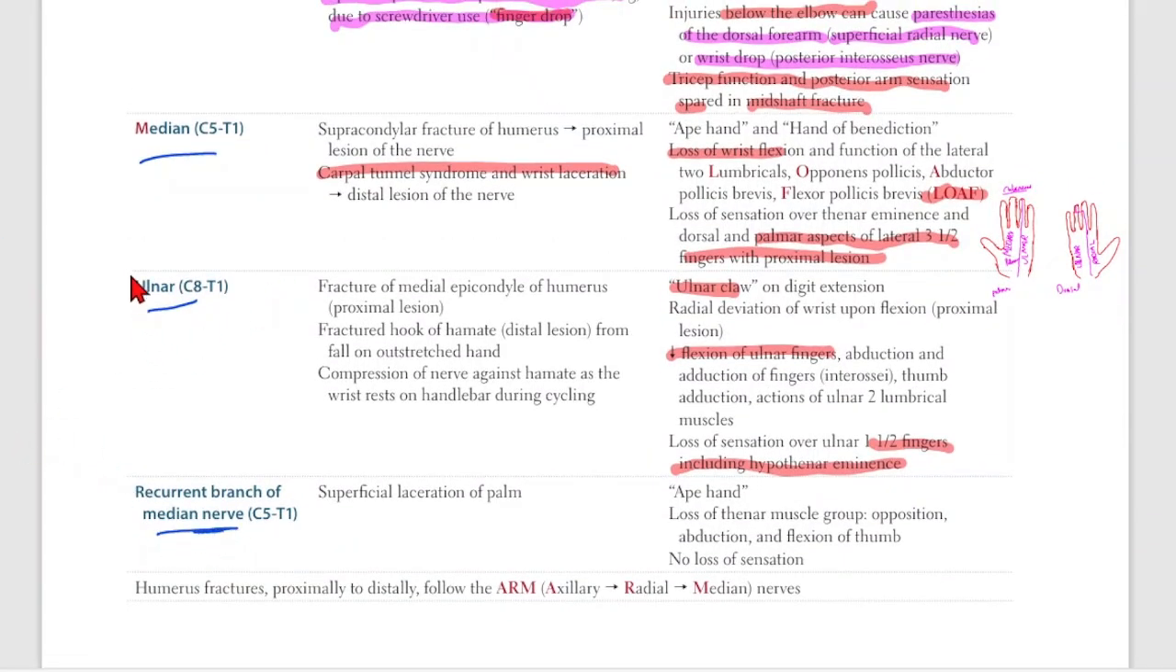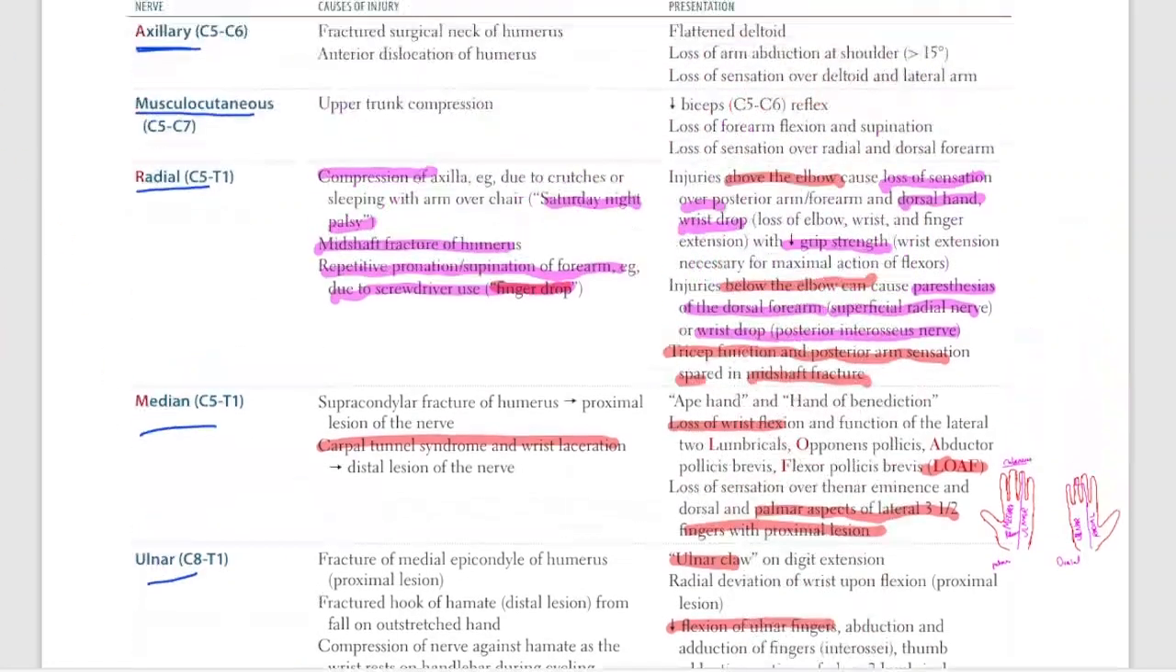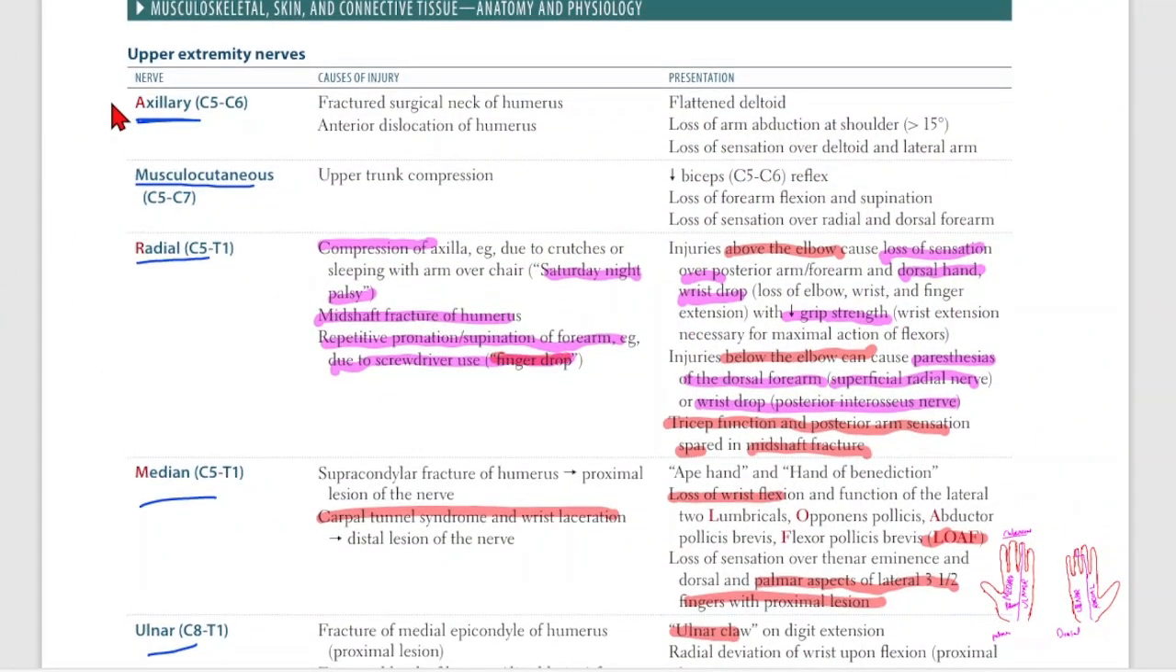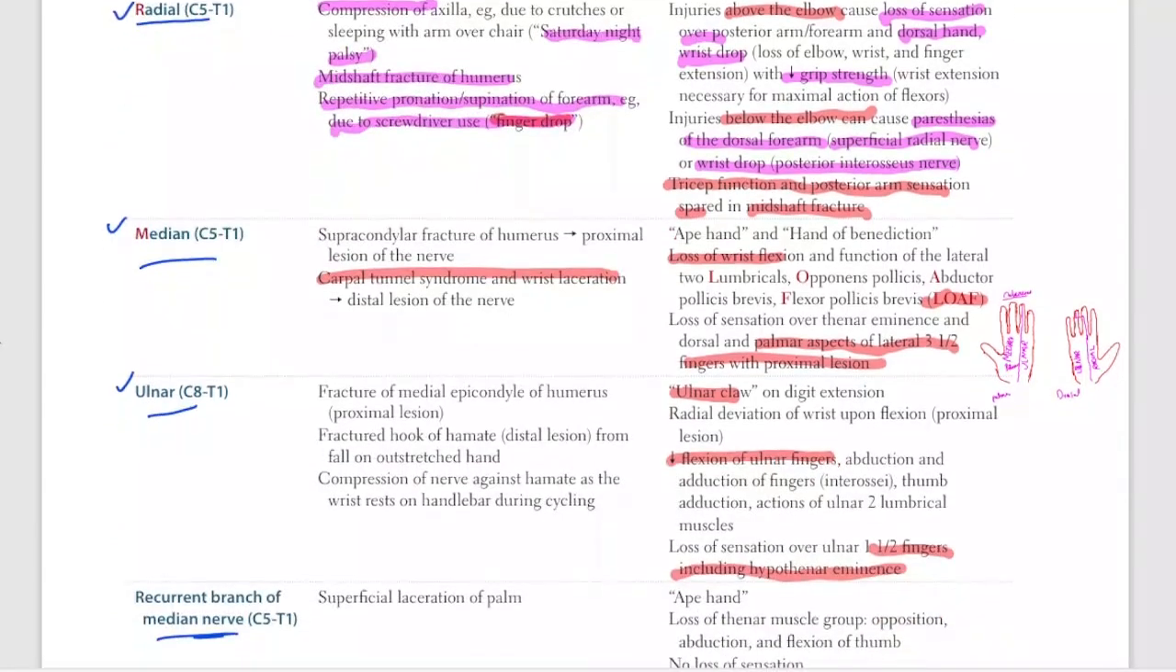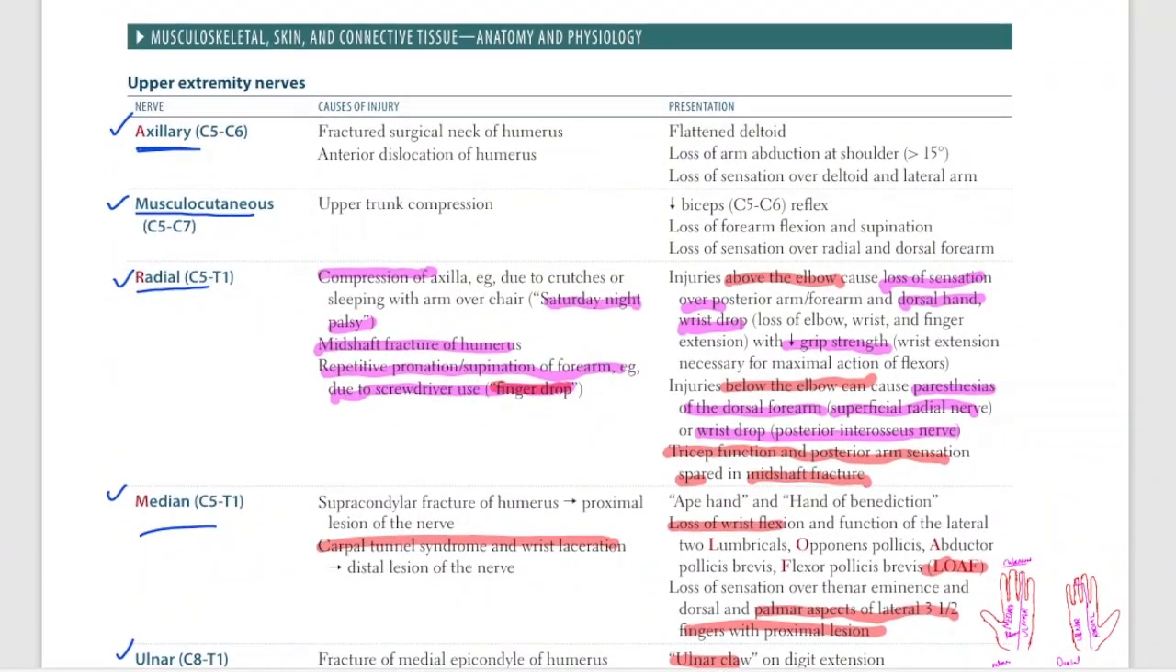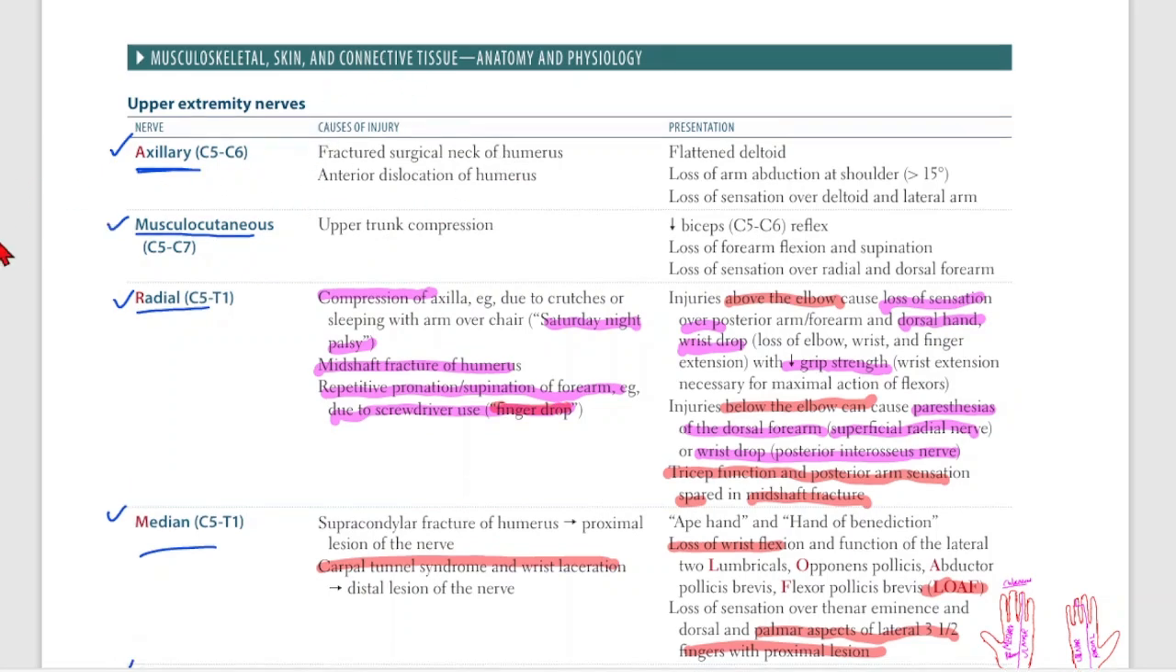These are the main nerves. You can remember them: axillary, musculocutaneous, radial, median, and ulnar nerve, and the recurrent branch of the median nerve. Other nerves also exist, but they are not important, because they just supply a single muscle.